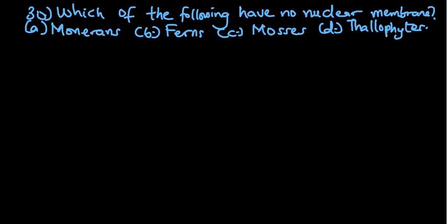Another question here is: which of the following have no nuclear membrane? When we normally say there is a classification of plants or animals, in classification of just binomial nomenclature, all those classifications by Carolus Linnaeus, some organisms don't have a nuclear membrane. They are like bacterial organisms, like Nostoc, stuff like that.